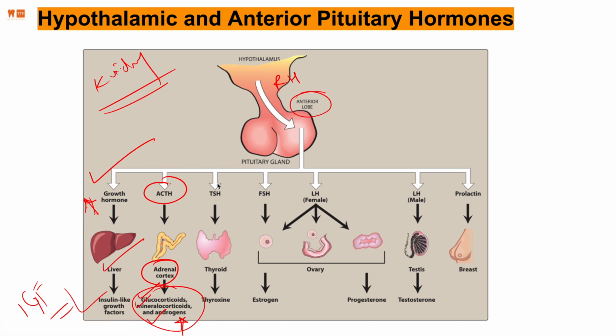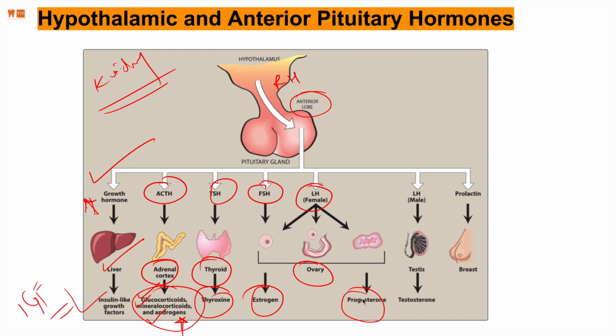Another anterior pituitary hormone it can go to is TSH, which is thyroid gland, and then of course it produces thyroxine, which is the thyroid hormone that affects the target organs. FSH, LH, these are reproductive hormones and hence they would go to the ovaries.